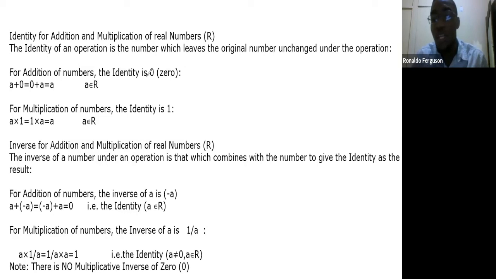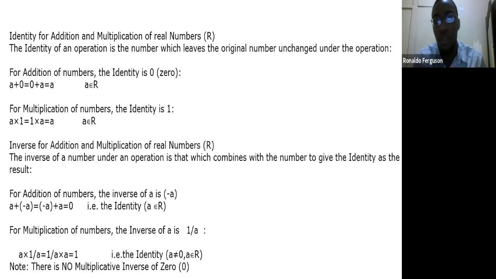Now, for multiplication, which number, when we multiply some number A by it, is supposed to get 1? The only number that we can multiply by A to get 1 is 1 over A. And so 1 over A is the multiplicative inverse of any number. So if the number is B, then the multiplicative inverse will be 1 over B. All right, and so that deals with identity and inverse.